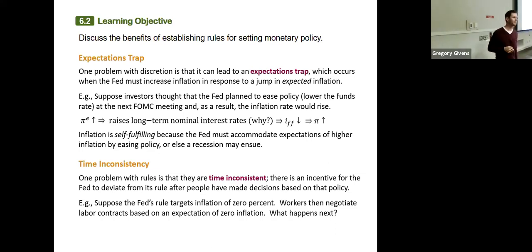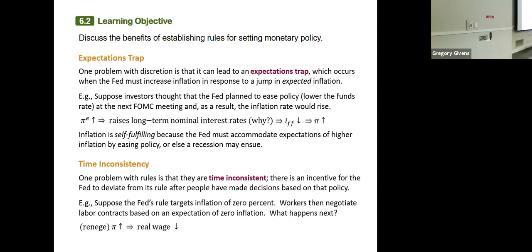Okay, well, what happens next? Well, once those labor contracts are signed based on an expectation of zero inflation, the central bank, the Fed in our case, has this incentive to renege on its earlier policy promise of zero inflation, right? Let's see why. Imagine now that once labor contracts have been signed, the Fed would like to create some unanticipated inflation. So it lowers its federal funds rate target, and prices start to go up, and so inflation starts to go higher. Okay.